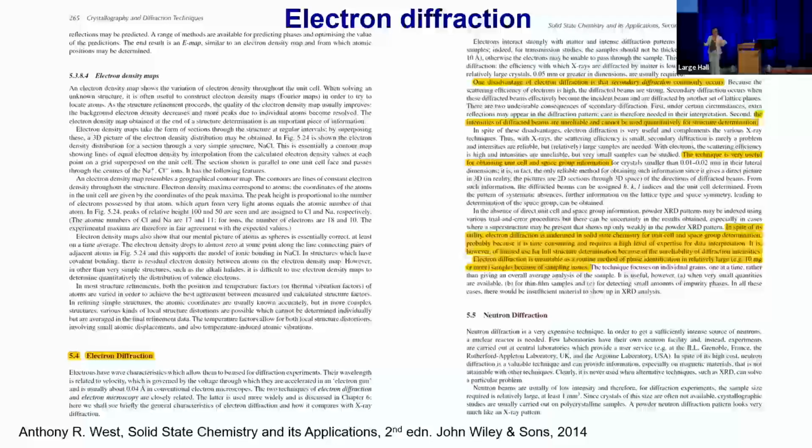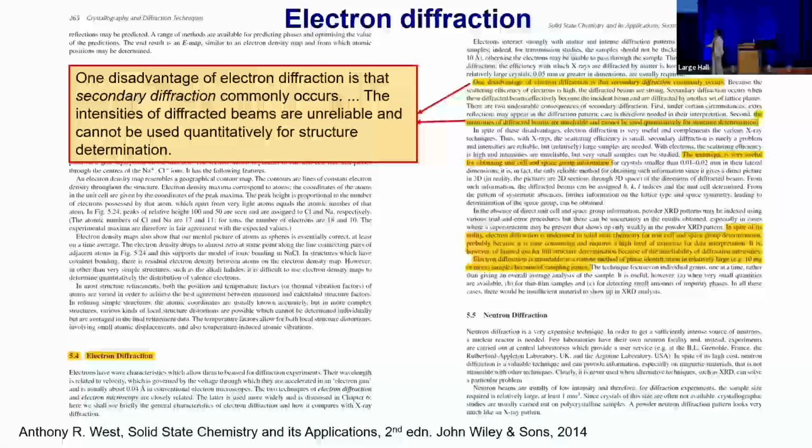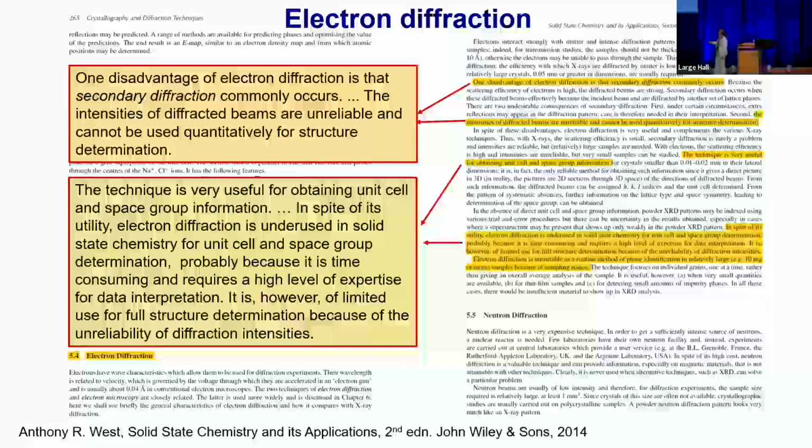If you look at this less than one page description in this solid state chemistry book, you will see that most of it is very negative about electron diffraction. It starts with the disadvantage that secondary diffraction commonly occurs. We also call this multiple scattering, because electrons interact very strongly with matter. So the intensities of the diffracted beams are unreliable. It cannot be used quantitatively for structure determination. It's a very strong statement. The technique is used for determining unit cells and space groups.